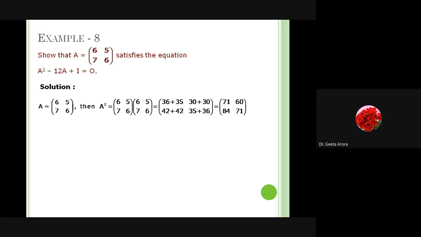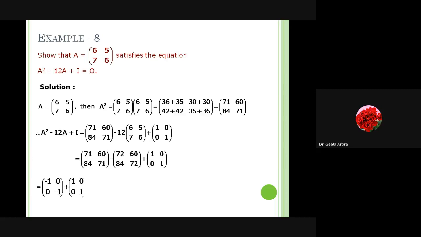Correct? And 12 into A, it is again scalar into a matrix multiplication. So it gives me 12 into A, 12 6 are, 12 5 are, 12 7 are, 12 6 are. So those values we have to write down, and plus identity means on the diagonal elements we are getting 1 1, and otherwise we have zeros. Correct? So on solving, what we are getting is a zero matrix, and this is what we have to show.